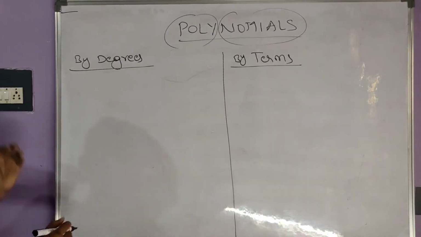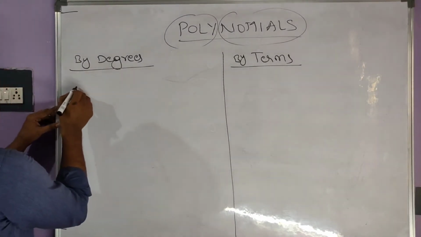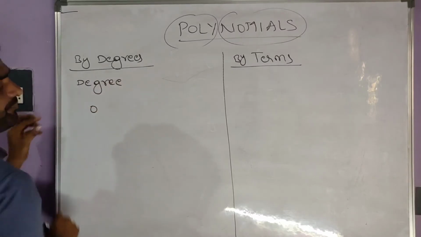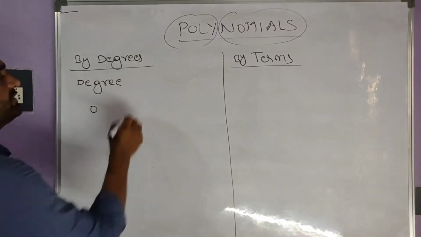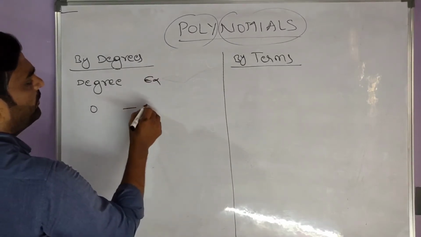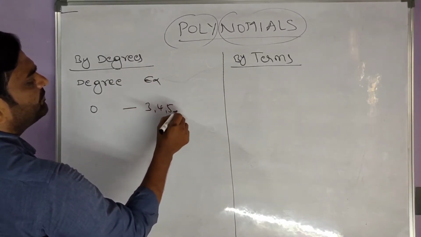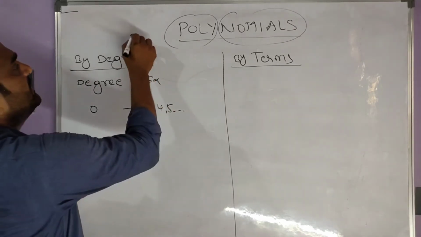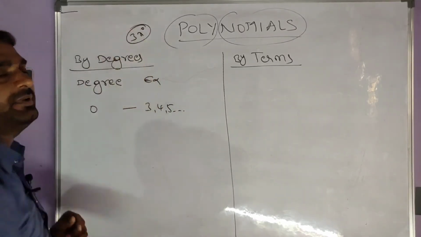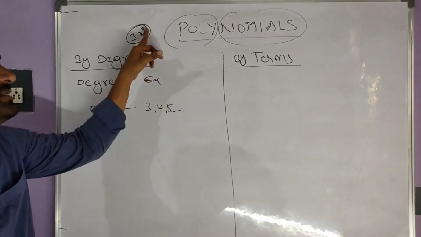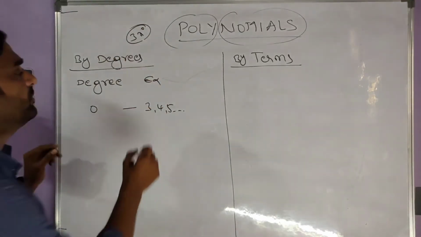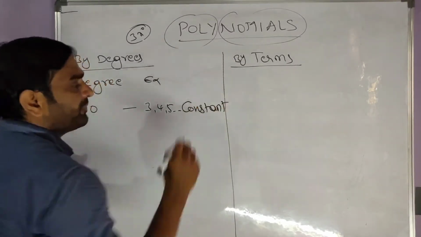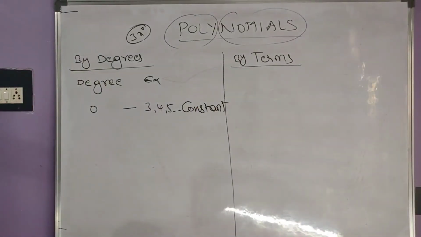Here, if the degree is 0, for example any numerics like 3, 4, 5. Just now we discussed that 3 can be written as 3x power 0. Here, what is the degree? 0. So if the degree is 0, that polynomial is called a constant polynomial.